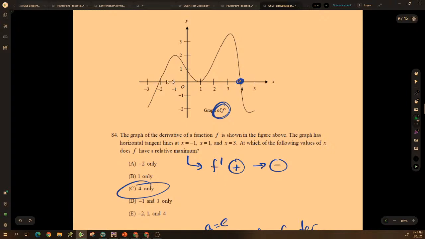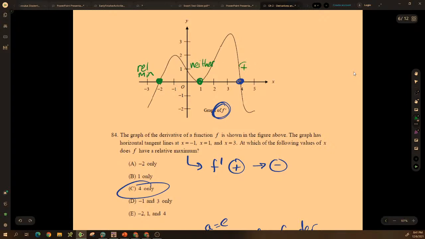Don't worry that these look slightly off, it's just a bad graph. But basically, -2 is changing from negative to positive. This would be a relative minimum. Then at 1, we're not changing signs. It was positive, it stays positive. So this would be a neither, right? Neither a max nor a min.